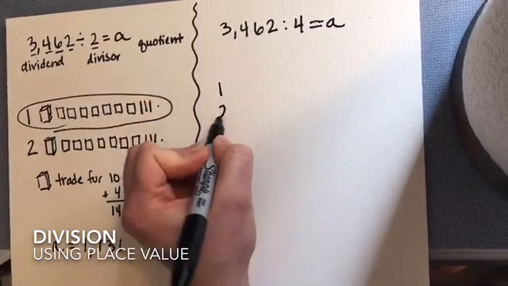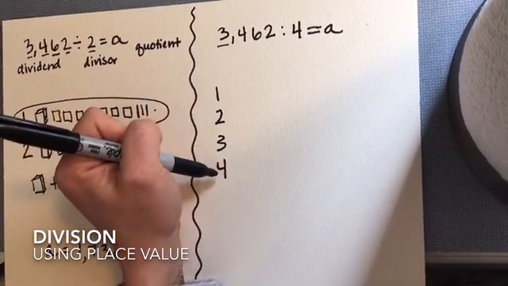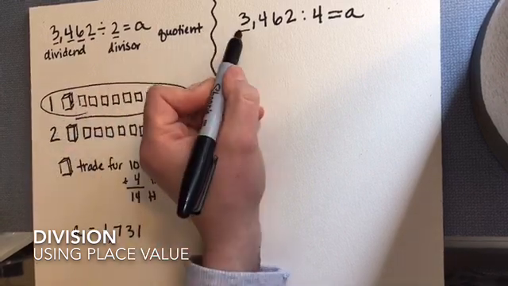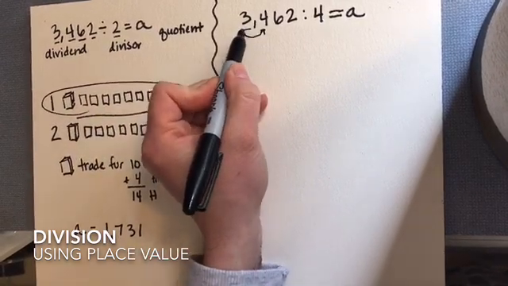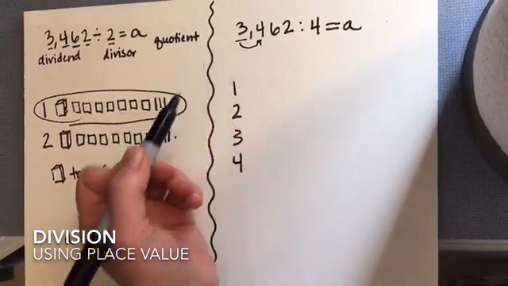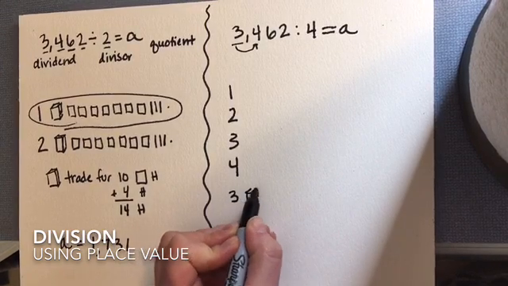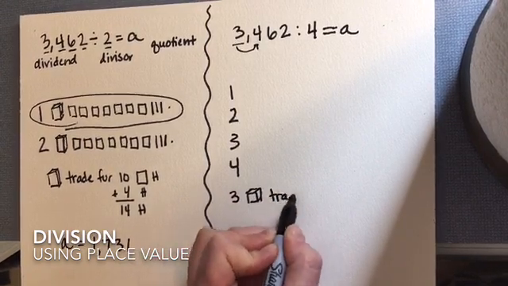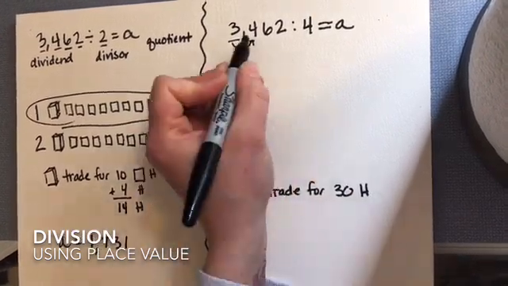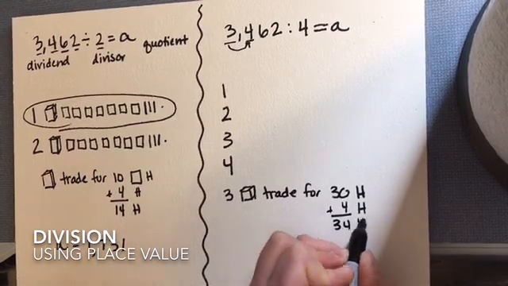Well, when I set up this problem, now if I have 3 thousand bills and I have 4 friends, I can't give them all out because not everybody will get one. So then what I need to do is trade these 3 thousand bills for hundreds. So I'm going to take my 3,000s and trade for 30 hundreds plus my 400s here. So now I have to pass out 34 hundreds.